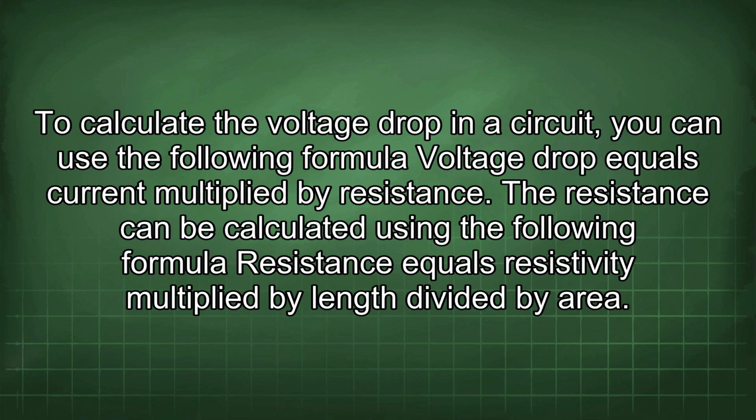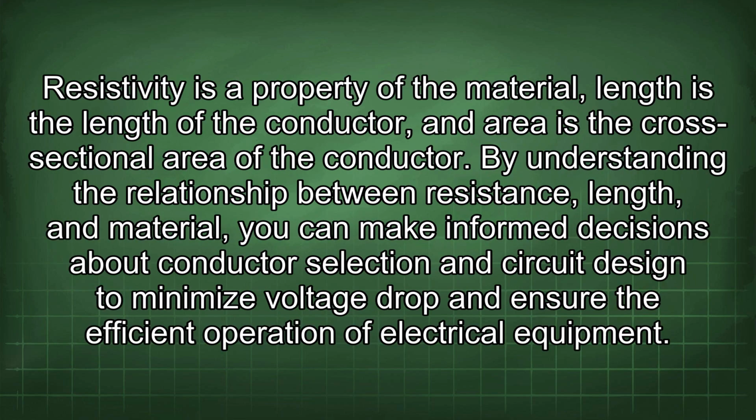The resistance can be calculated using the following formula: resistance equals resistivity multiplied by length divided by area. Resistivity is a property of the material, length is the length of the conductor, and area is the cross-sectional area of the conductor. By understanding the relationship between resistance, length, and material, you can make informed decisions about conductor selection and circuit design to minimize voltage drop and ensure the efficient operation of electrical equipment.